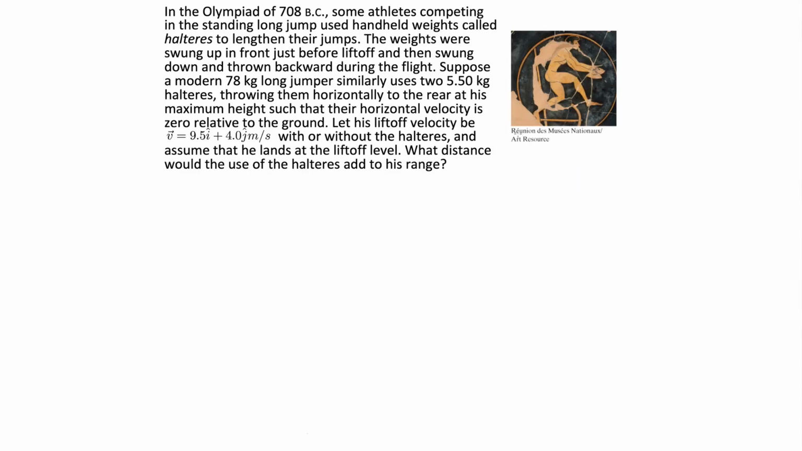Okay, so this is an interesting problem. In the Olympiad of 708 BC, some athletes competing in the standing long jump used handheld weights called halters to lengthen their jump. The weights were swung up in front before liftoff and then swung down and thrown backwards during the flight. Suppose a modern 78 kilogram long jumper similarly uses two 5.50 kilogram halters, throwing them horizontally to the rear at his maximum height, such that their horizontal velocity is 0 relative to the ground.